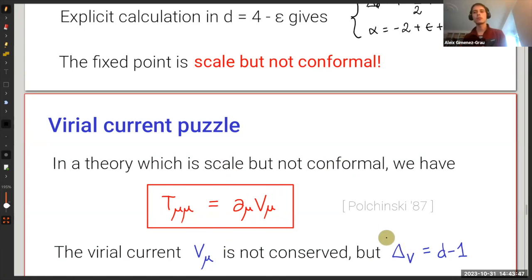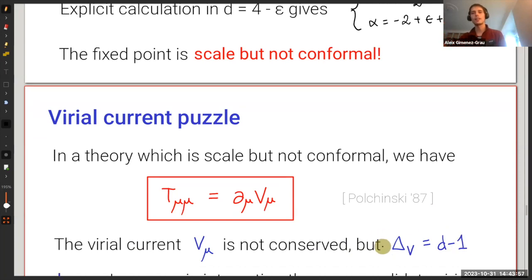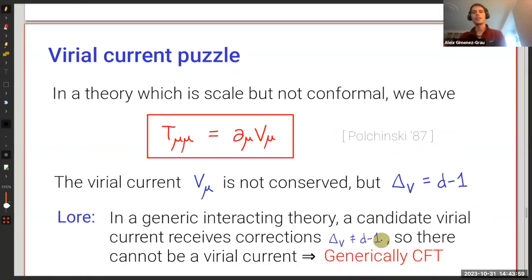And the puzzle goes as follows. Okay, so you have some operator which is not conserved. You have some theory that is interacting. How can it be possible that this operator is actually not renormalized? Okay, so that's the puzzle.